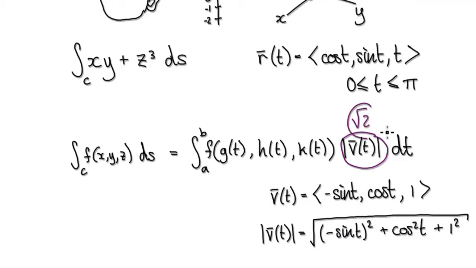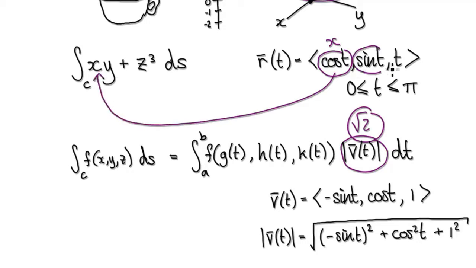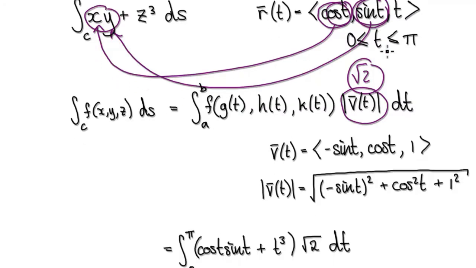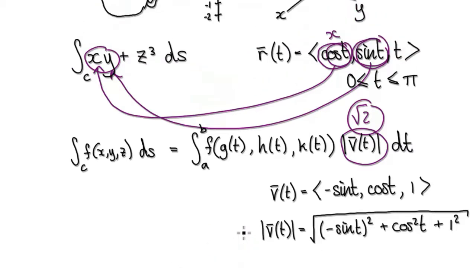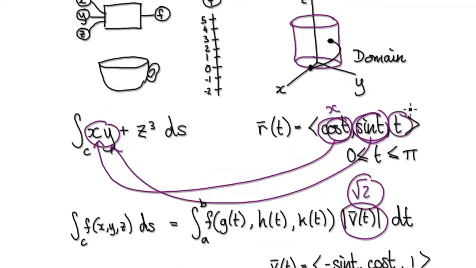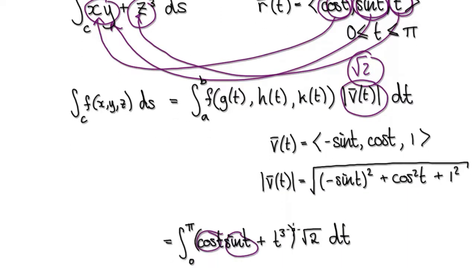So we know the speed is root 2, and we always know the X location. So when you put the X location into here, and we always know the Y location, so this bit here would be cos t times sine t. So that would then give us this thing here, cos t times sine t. And then we always know the Z location. Well, let's put the Z location into here. So this bit here will become t to the power of 3.